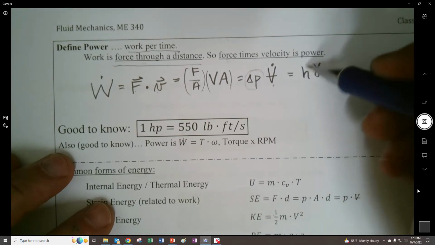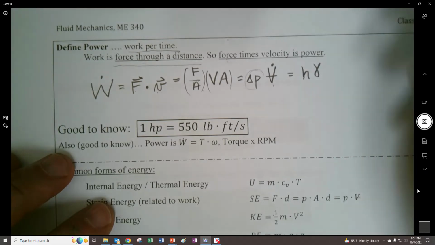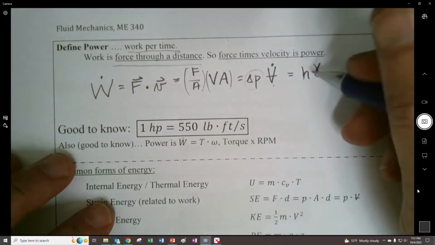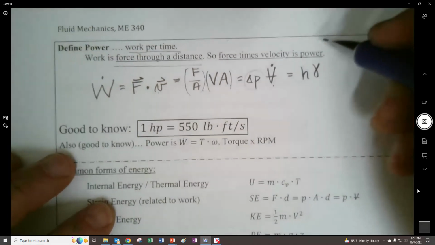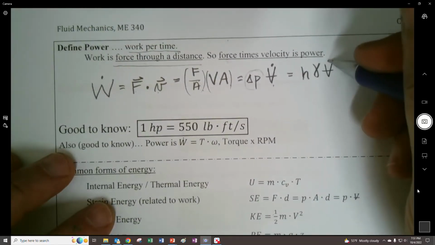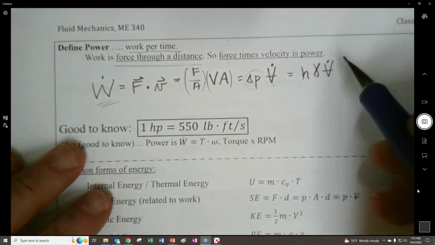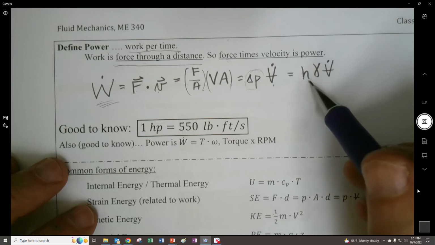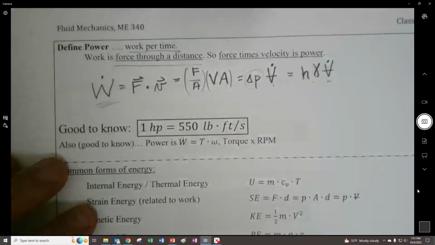And this h is not necessarily a height, but it may be a representative height. That's what we have for the idea of head, a representative height that, when combined with gamma, represents the pressure. And then we have a volume flow rate. So if we want to get power in terms of head, all we have to do is multiply by gamma and the volumetric flow rate.